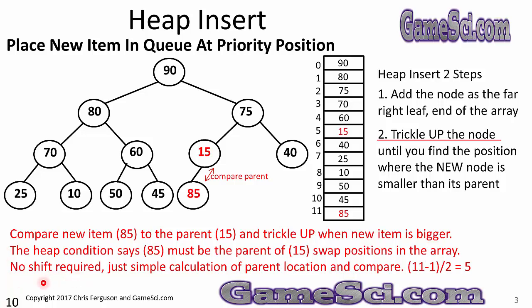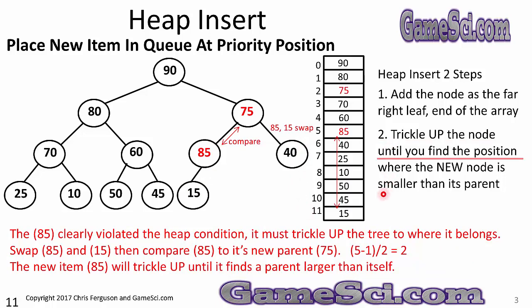No shift is required to do this, just a simple calculation of the parent location and a compare. 11, which is 85's position, minus 1 divided by 2 equals 5, says we should compare slot 11 to slot 5 in the array, and these are clearly out of order.